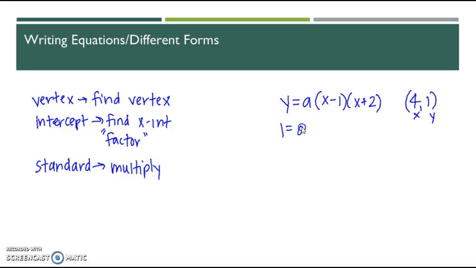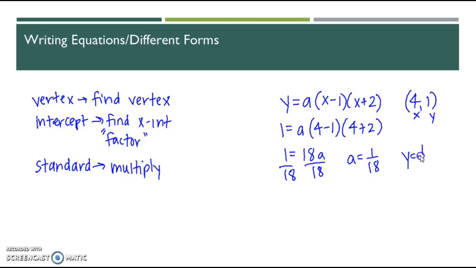So 1 equals a times 4 minus 1 times 4 plus 2. 4 minus 1 is 3, 4 plus 2 is 6, 3 times 6 is 18. So I have 18 times a, divide by 18, and we get a equals 1 over 18. So then my equation would be y equals 1 over 18 times x minus 1 times x plus 2. Right? So you use the x and y that you have to find a.